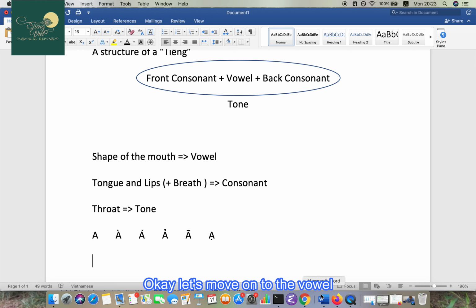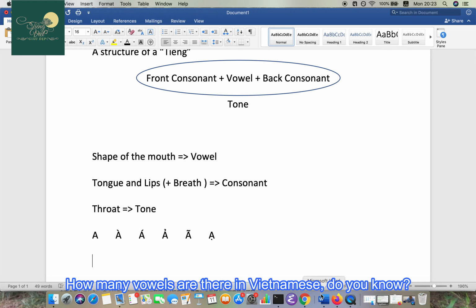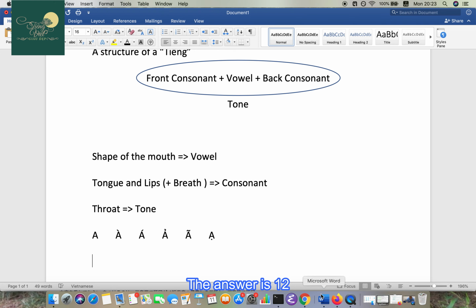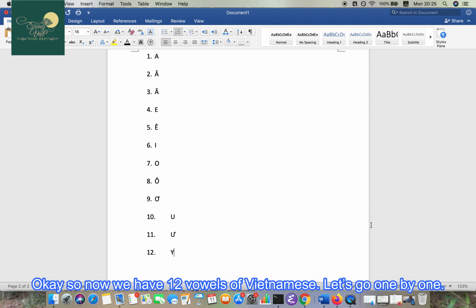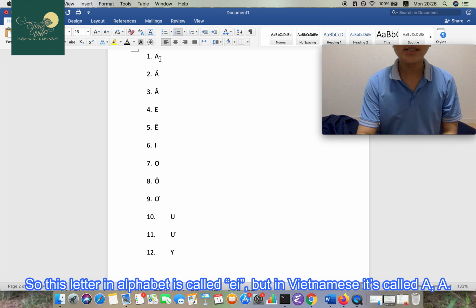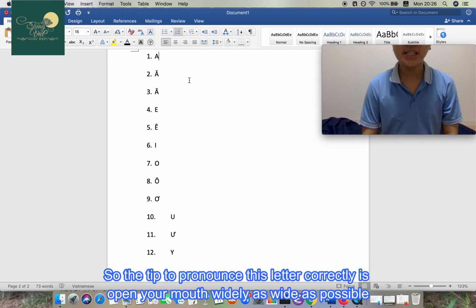Okay, let's move on to the vowel. How many vowels are there in Vietnamese? Do you know? The answer is 12. Okay, so let me write them out. Okay, so now we have the 12 vowels of Vietnamese. Let's go one by one. So this letter in the alphabet is called A, but in Vietnamese it's called A. So the tip to pronounce this letter correctly is to open your mouth widely, as wide as possible.